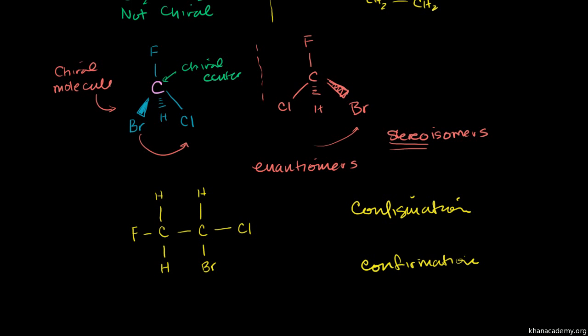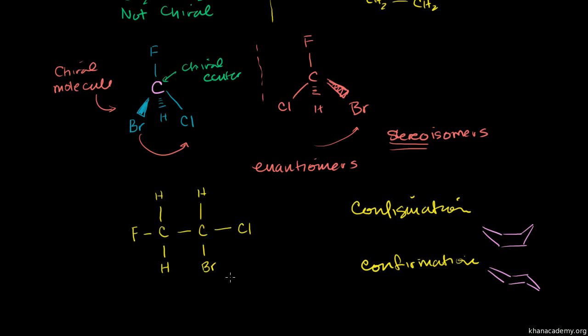When we talked about cyclohexane in a boat conformation, or cyclohexane in a chair conformation, it's the exact same molecule with the exact same connections. We didn't detach or reattach any bonds. They just flipped around a little bit. So these are two different conformations. These are two different configurations. To go from one configuration to another, you have to rearrange bonds.